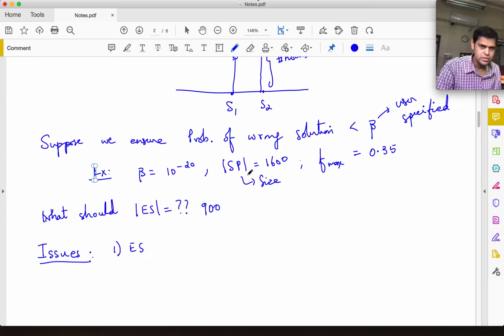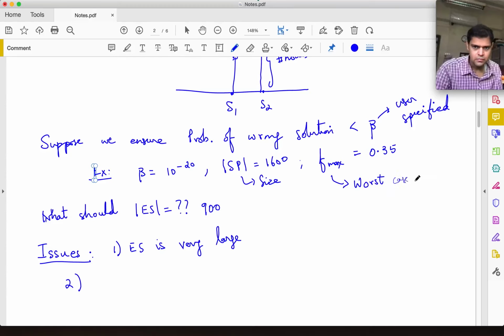So the ES for this particular choice, maybe for a different choice, if F max is let's say 0.1, maybe we can do much better, right? Much smaller than this. So the execution set is very large. And secondly, there's another issue over here. So F max is the worst case. So we are designing the system for the worst case, something like 35% are Byzantine, but maybe in practice it is only 1% or 5%. And imagine if it was actually 5%. So suppose F was, so F is the actual fraction.